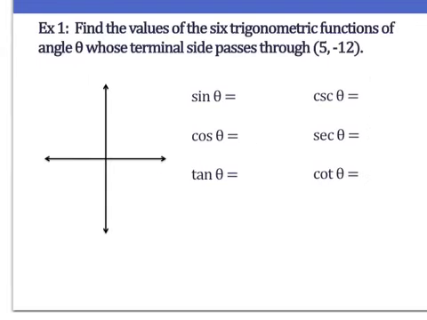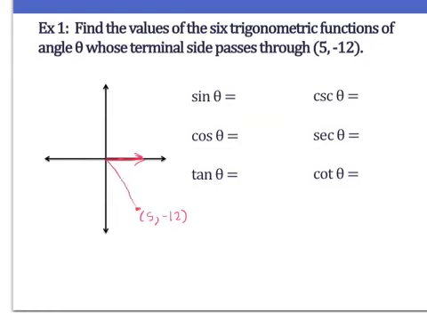Now, using these same ratios, we are going to find the trig functions of the angle theta whose terminal side passes through (5, -12). Okay, so let's put our angle on here. First of all, let's find (5, -12), and (5, -12) is going to be about right here. And then we graph our point. So our initial side is here.